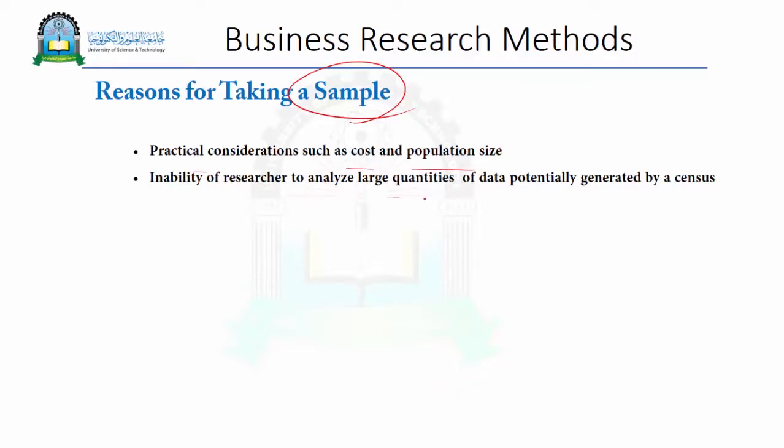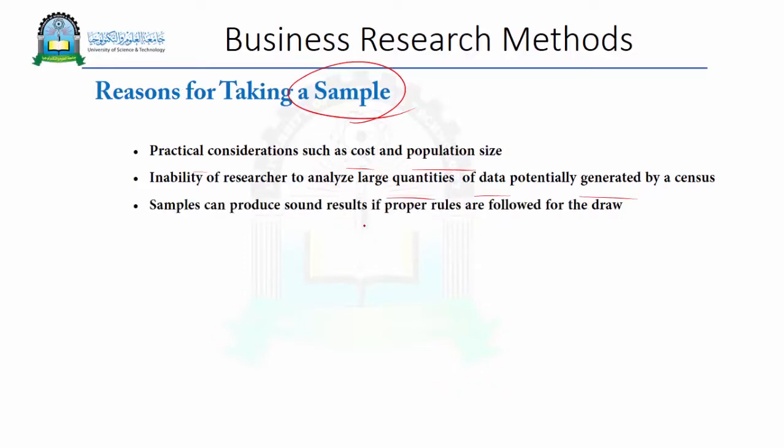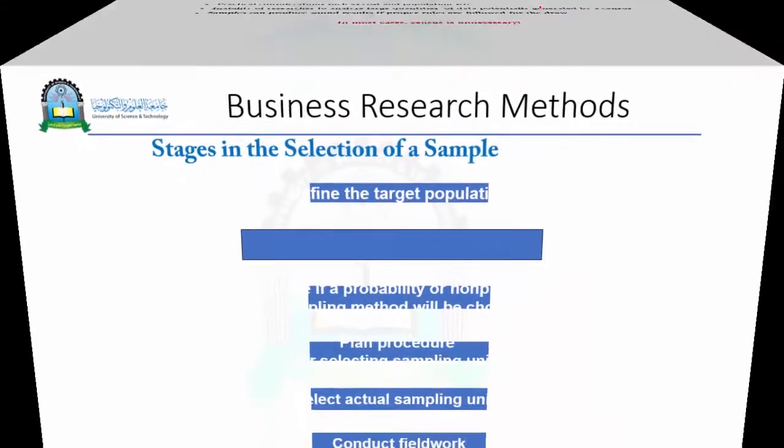Another problem is the inability of researchers to analyze the large quantity of data potentially generated by a census. A large quantity of data is hectic for the researcher to analyze. A sample can produce sound results if proper rules are followed for the draw. If I draw the sample in a proper way, the results can be generalized, and it is going to be just like the population data. So in most cases, a census is unnecessary, as we said.